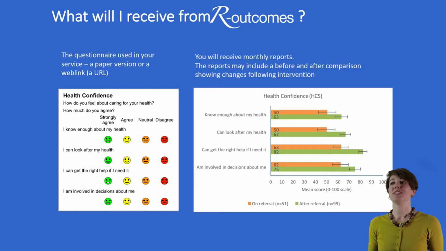So what will you receive from Our Outcomes? You will receive a questionnaire, which you might receive either as a paper copy or as a web link or URL, and you will also receive monthly reports. The reports may include a before and after comparison showing changes following the intervention of the service that you are providing.